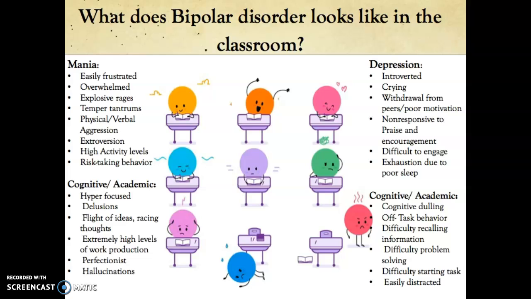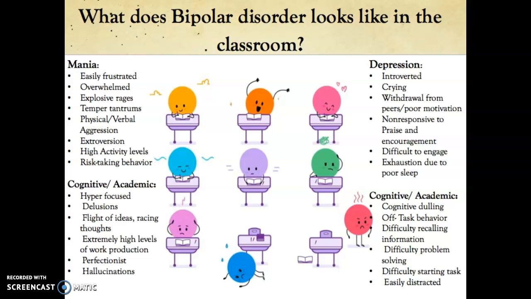What does a bipolar episode look like in the classroom? For mania, some of the mania and depressive symptoms may express themselves in a variety of ways, which can escalate to harmful situations in the classroom, such as physical aggression or risk-taking behaviors. For depression, symptoms can be introverted, such as crying, withdrawing from activities, and difficulty engaging.